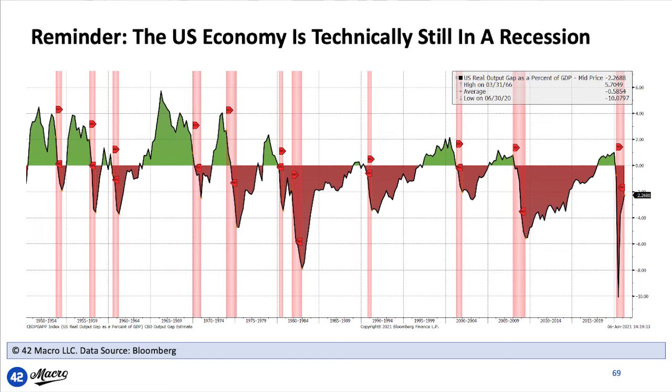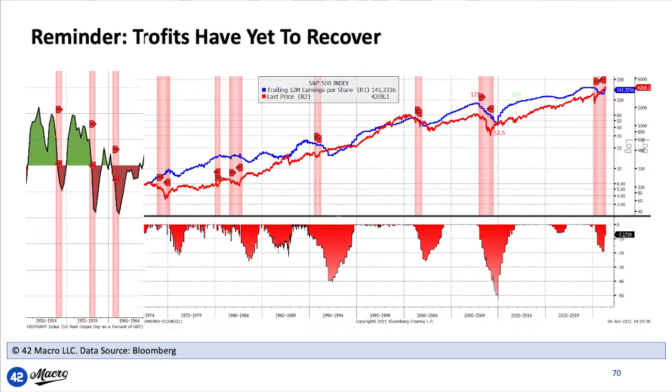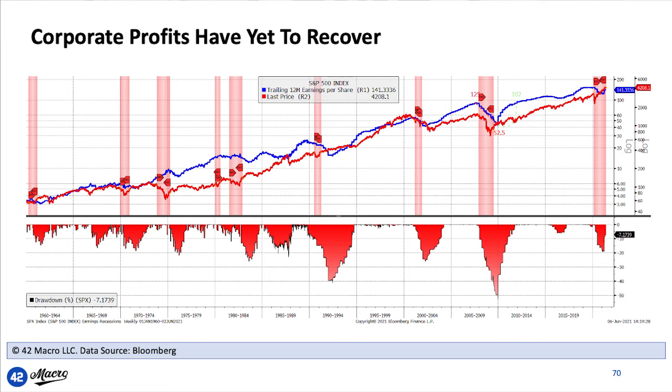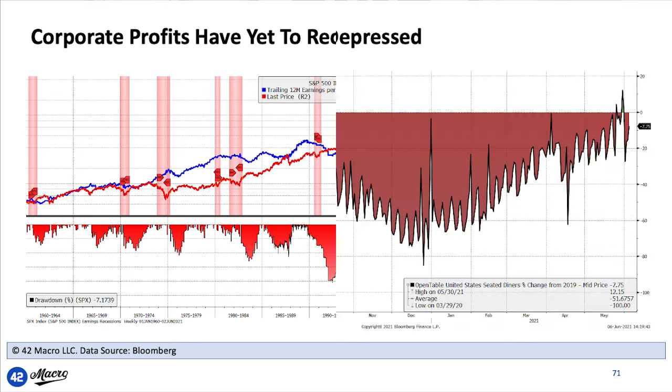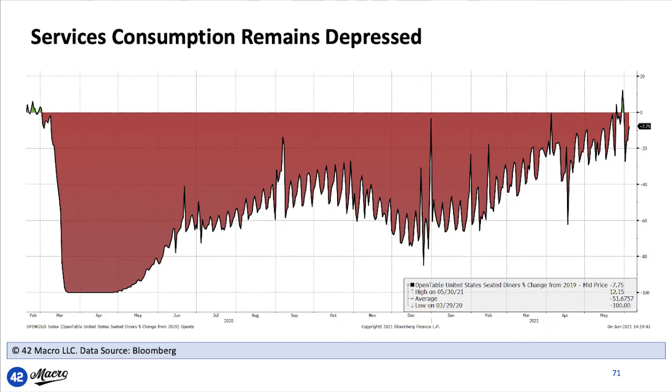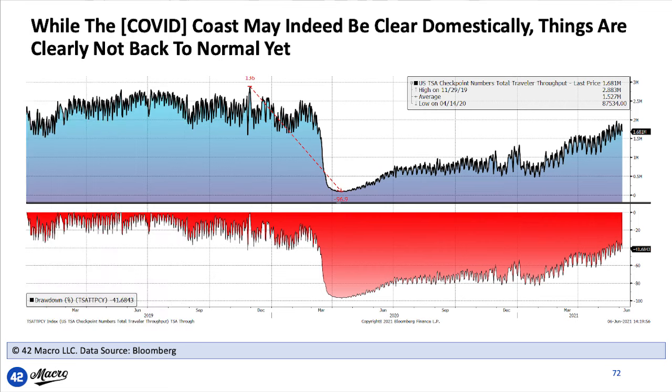We keep hearing this tapering stuff, and then you look at the output gap and it's like, why are we talking about tapering? We're in the middle of a deep recession still, so I just want to call that out. Slide 70, I want to call out the fact that corporate profits are still down 7% from their highs. We're still in an earnings recession, technically speaking. On slide 71, you look at services consumption, that remains depressed as OpenTable seated diners, the percent change from the baseline in 2019, that's down 8% still. On slide 72, this is TSA checkpoints, so the coast is clear from a pandemic perspective, domestically speaking, like people can get vaccines, that's accelerating.